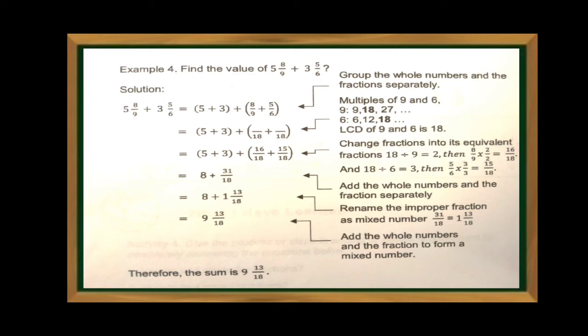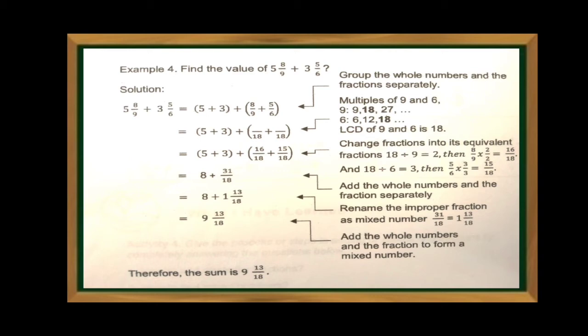Then we have to add the whole numbers and the fractions separately and rename the improper fraction as a mixed number. So it becomes 8 plus 1 and 13/18. Then add the whole numbers and the mixed fraction to form a mixed number. So 8 plus 1 equals 9. Then copy 13/18. Therefore, the sum is 9 and 13/18.